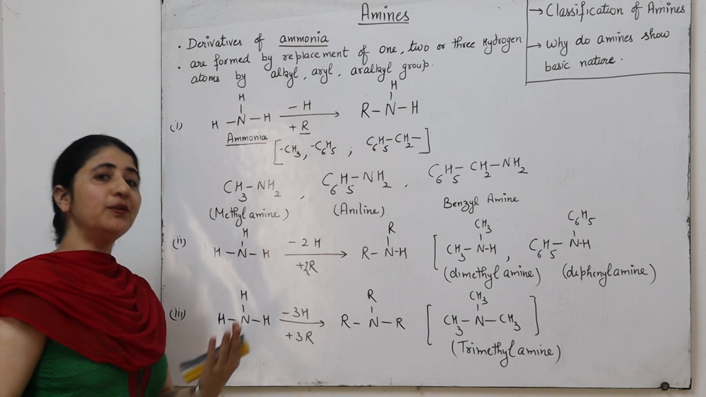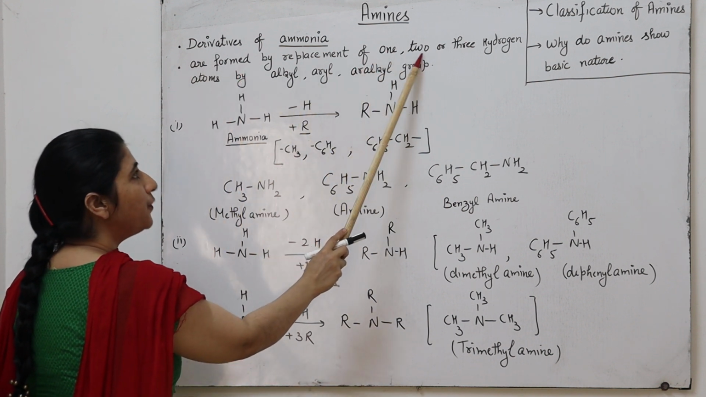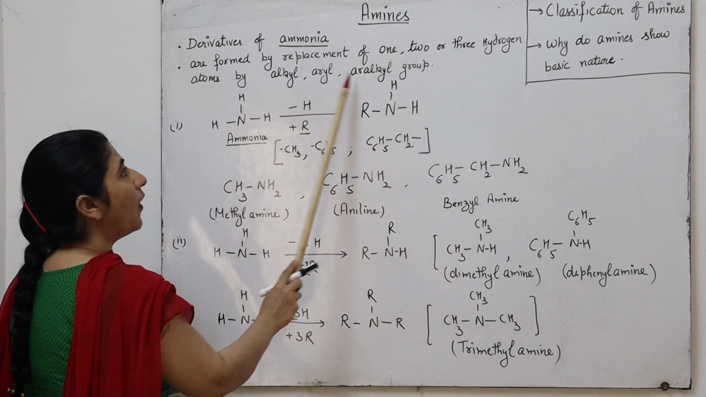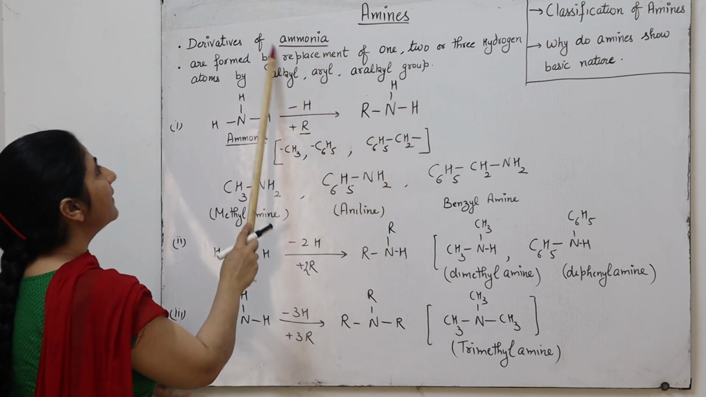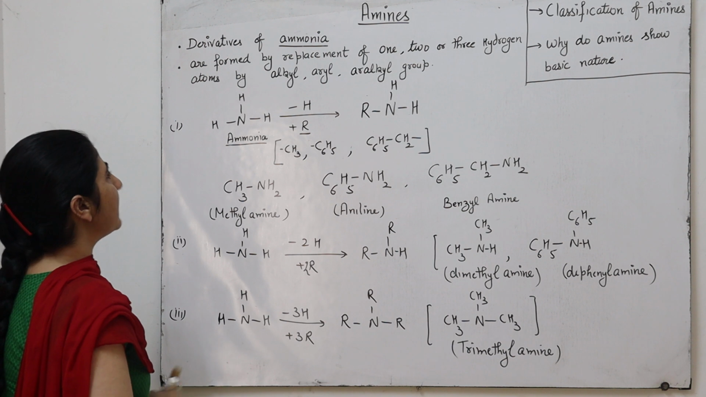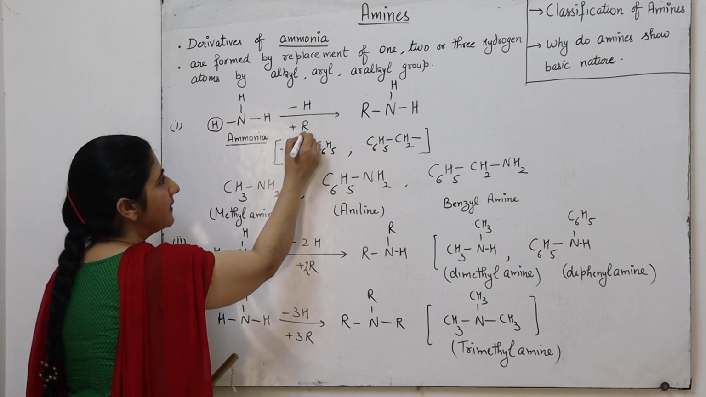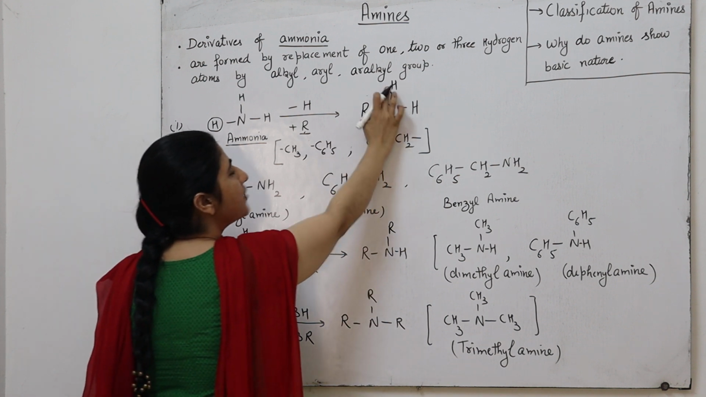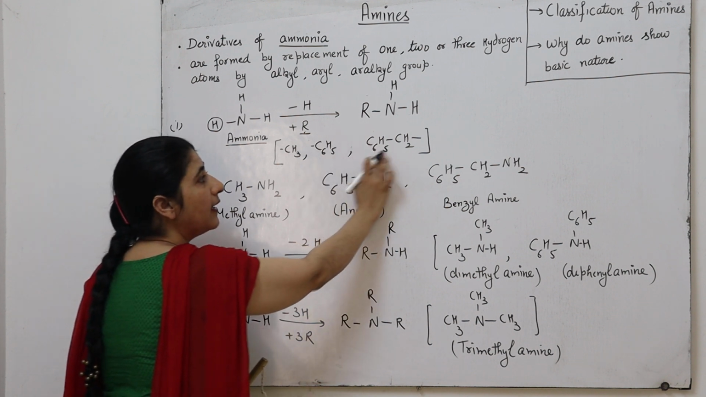So how do they form? Actually, they are formed by the replacement of 1, 2 or 3 hydrogen atoms by alkyl or aryl groups. As we have said, they are derived from ammonia. So we have ammonia here. If we replace 1 hydrogen atom of ammonia with the R group, then we get RNH2. Here R may be an alkyl or aryl group.